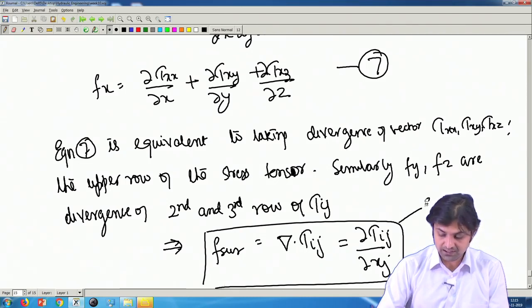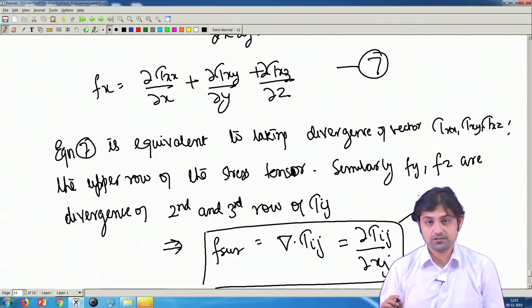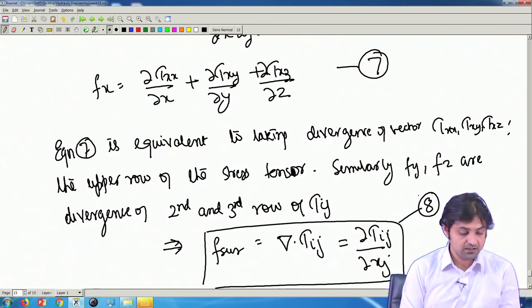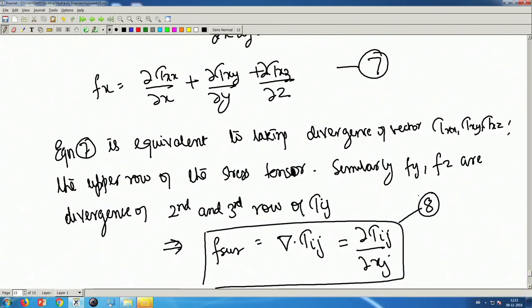This is equation number 8, and it is a very nice point to finish our current lecture. In the next lecture we can proceed from this point and finalize our derivation of the Navier-Stokes equation and try to cover as much as we can in the next lecture.